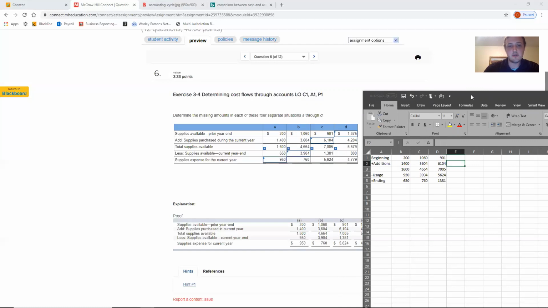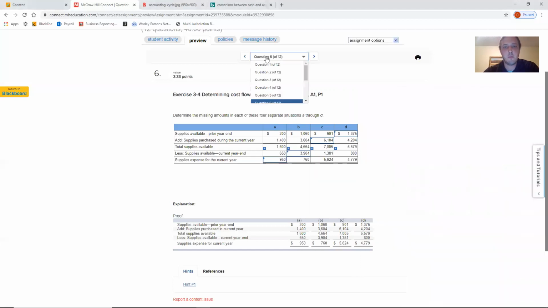Here they tell you you purchased 4204. You had available 5579. So that means at the beginning you had 1375. You have 800, and you use 4779. All right, you can see the calculations there.